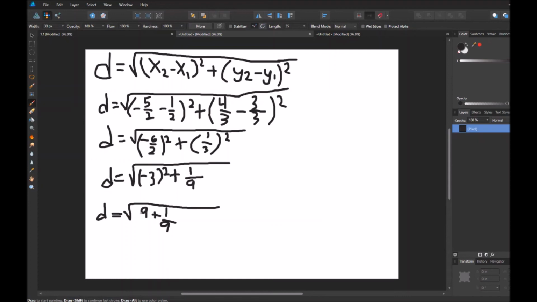Well, in order to get 9 to have the same denominator as 1 over 9, we have to multiply 9 over 1, which is what this technically is, by 9 over 9 to get 81 over 9. Now the fractions are the same, they're both over 9, and 81 over 9 is the same thing as 9. So I'm just going to rewrite 9 as 81 over 9.